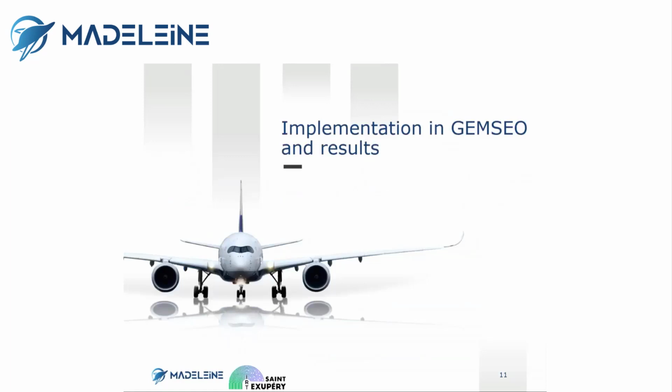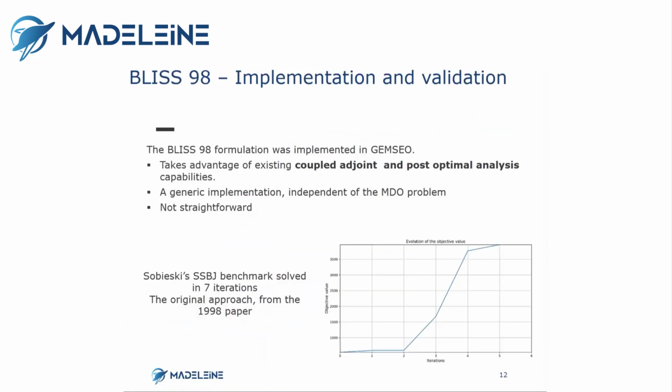So I will give more details on the implementation of these different algorithms and their validation. We have taken the original BLISS 98 MDO formulation from Sobieski and implemented it in GEMSEO. So we have used coupled adjoint capabilities and post-optimal analysis capabilities together within the bi-level MDO formulation in order to be able to use a gradient-based algorithm at the system level, with the aim of being able to solve a larger scale optimization problem with many shared design variables.